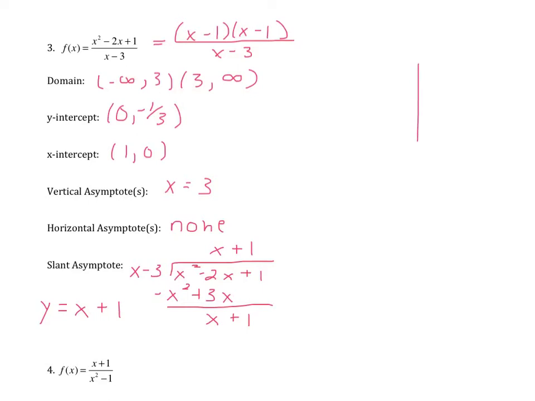So now to start my graph, I am going to put on my y-intercept and my x-intercept. So I have my x-intercept at 1, 0, and my y-intercept at -1/3. And then I'm going to put my vertical asymptote on at 3.